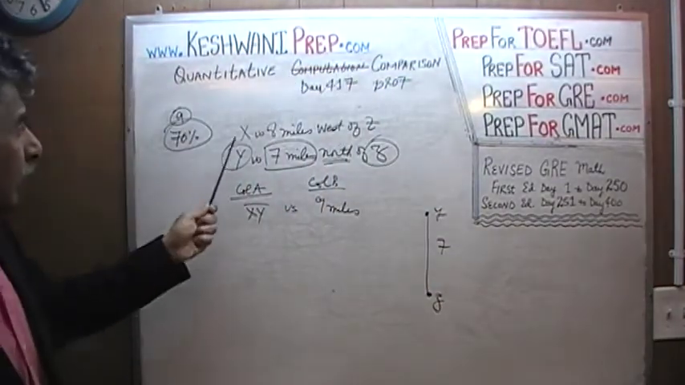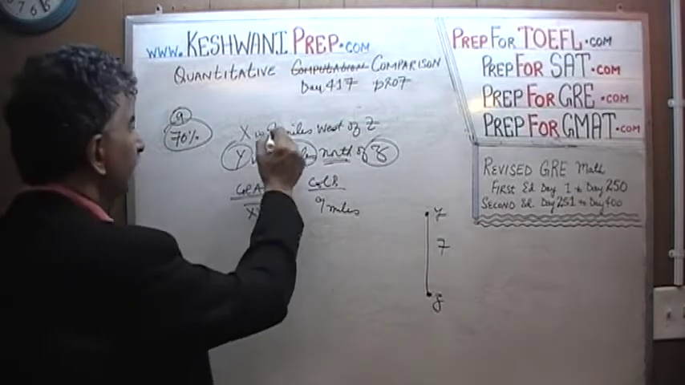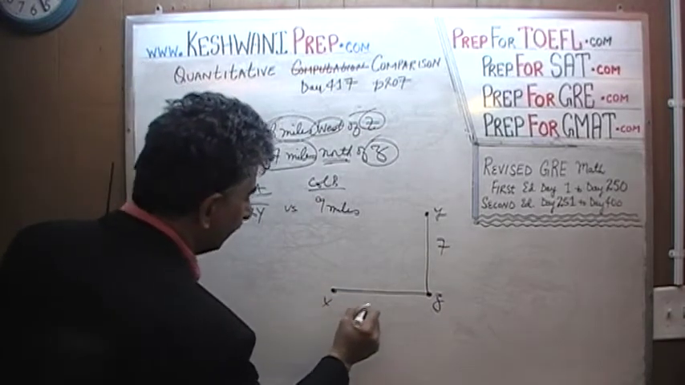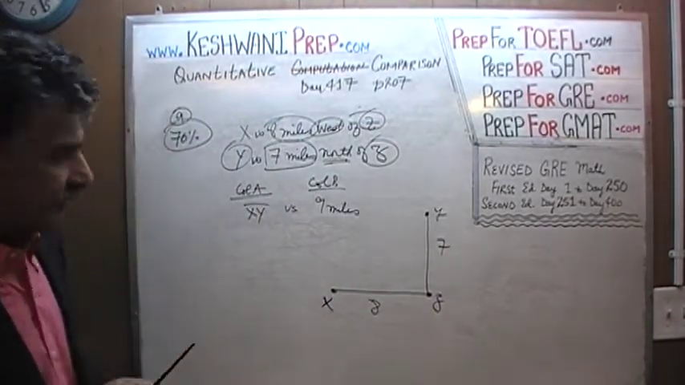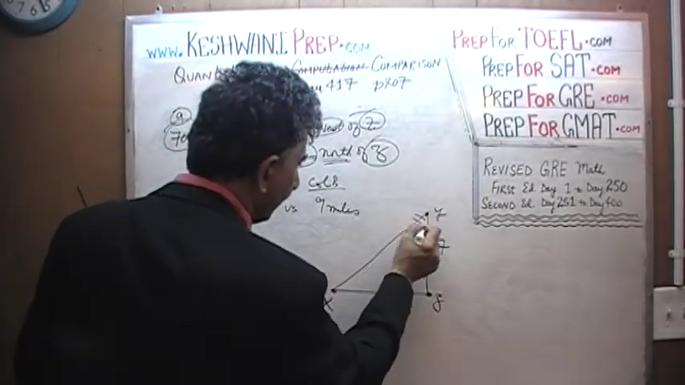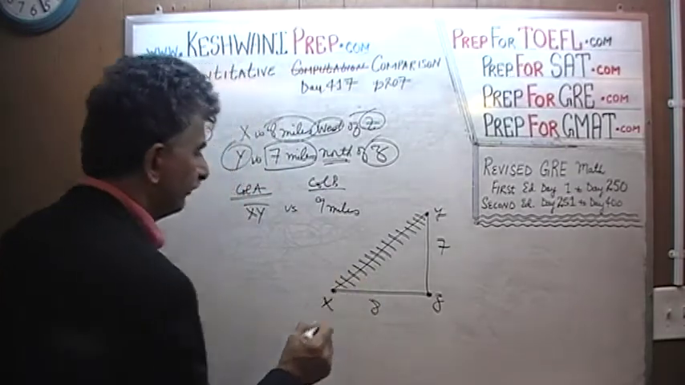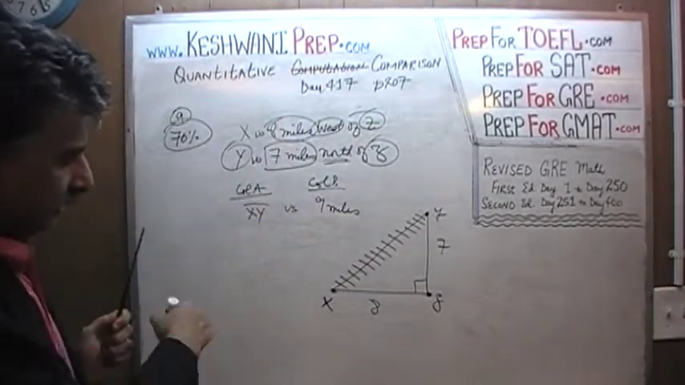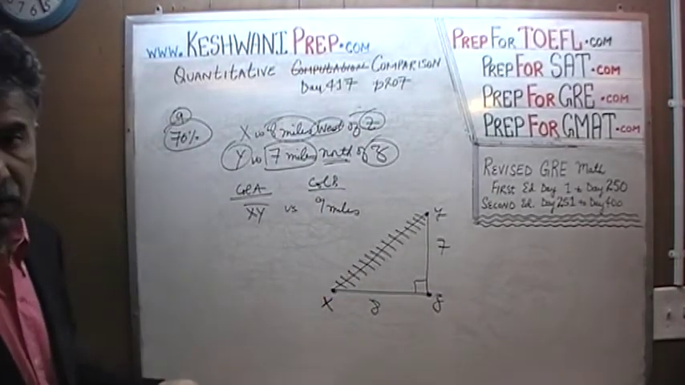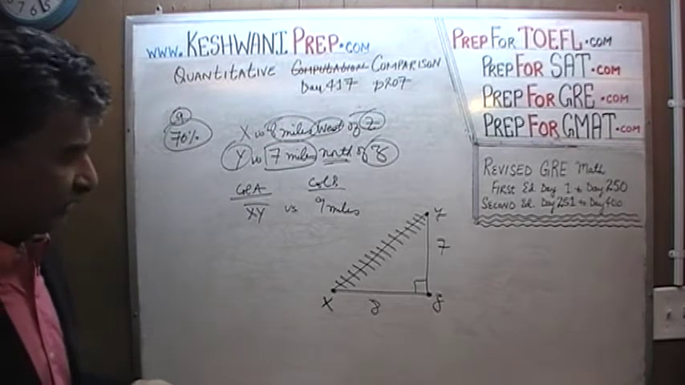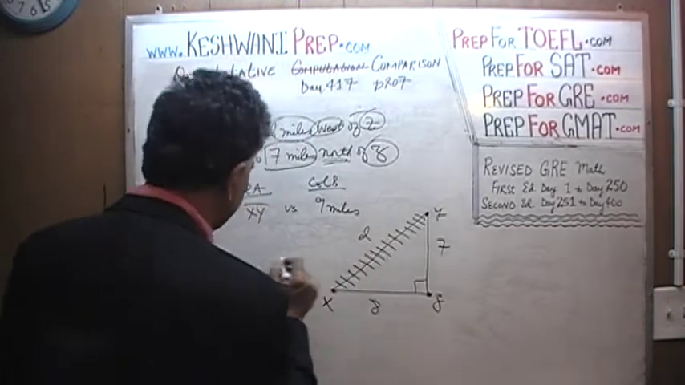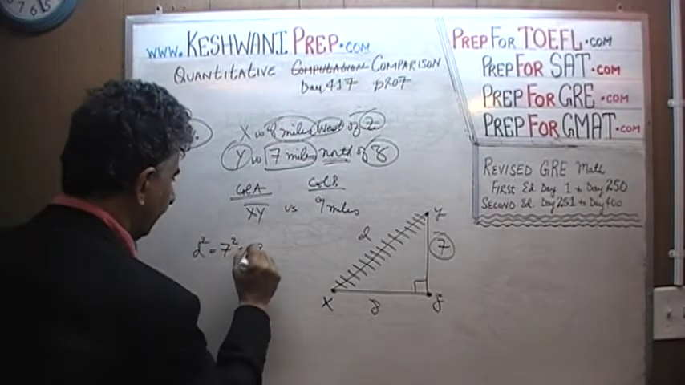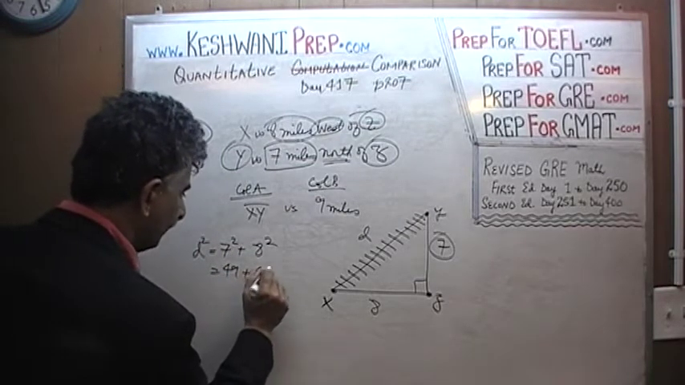So far, so good. We are further told that X happens to be 8 miles west of Z. West of Z is going this way, and X is 8 miles. So far, so good. The distance that we have to compare is this distance right here, X to Y, which of course is a 90 degree angle because we are going straight up and down, perpendicular and horizontal. This distance X to Y, it's a simple application of the Pythagorean theorem. The distance X to Y, let's call it D, this distance squared is going to be simply 49, 7 squared, plus 8 squared, which is simply 49 plus 64.